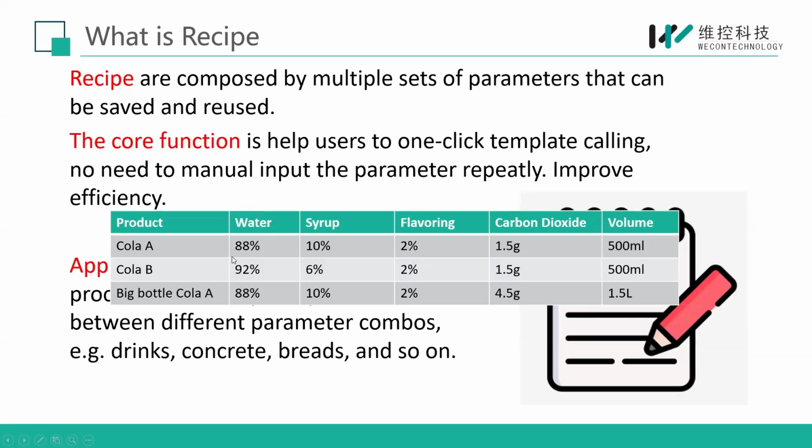So the user doesn't want to change all the parameters all the time. They will create a recipe for that and save it into the HMI. Whenever they want to download, they just click on this parameter and click download. So this parameter will be saved into your PLC registers.